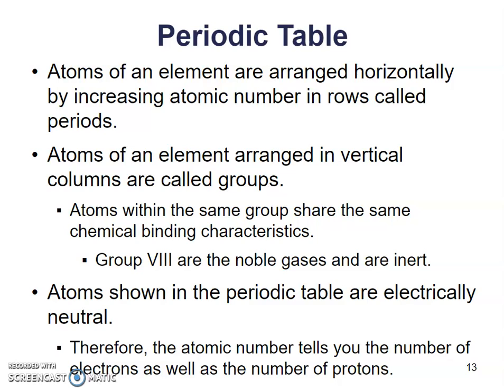Therefore, the atomic number tells you the number of electrons as well as the number of protons if you're talking about an electrically neutral atom.